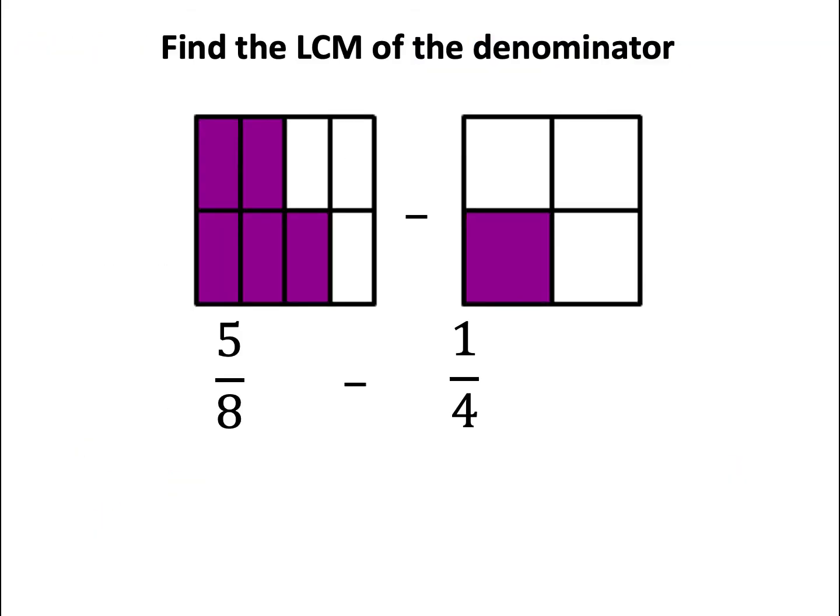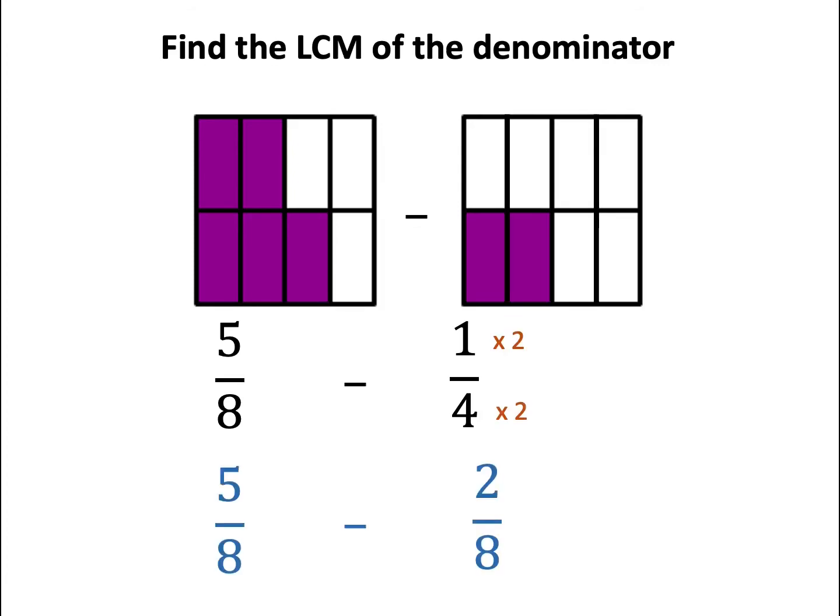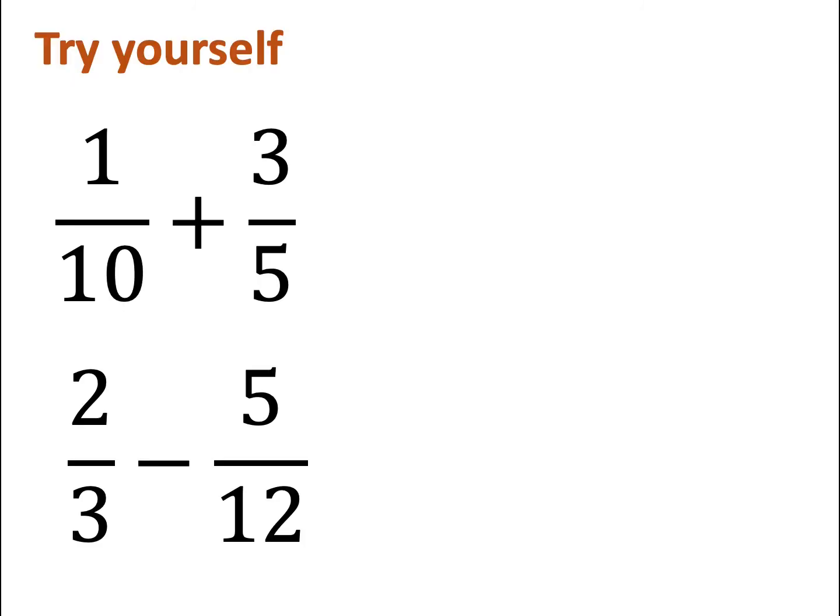The process is exactly the same. We know the lowest common multiple of 4 and 8 is 8, so we multiply the denominator and numerator by 2, giving us 2 out of 8. Now that the denominators are the same, this time we subtract the numerators. The final answer is 3 out of 8. Pause and try these questions.